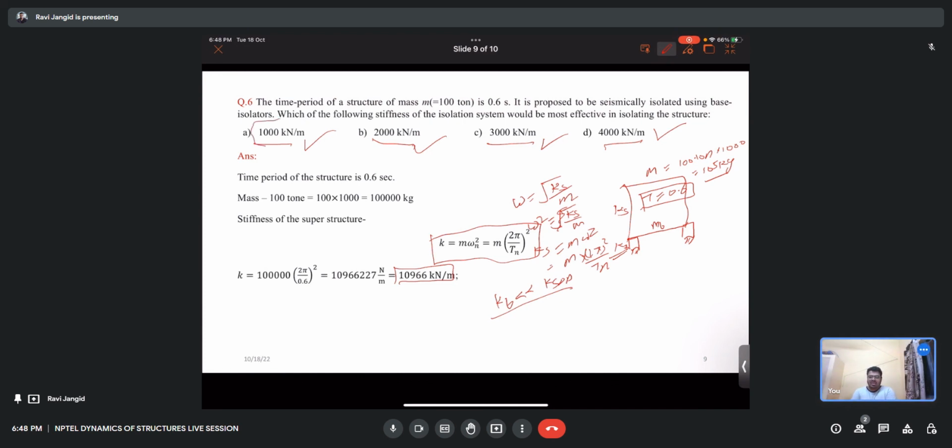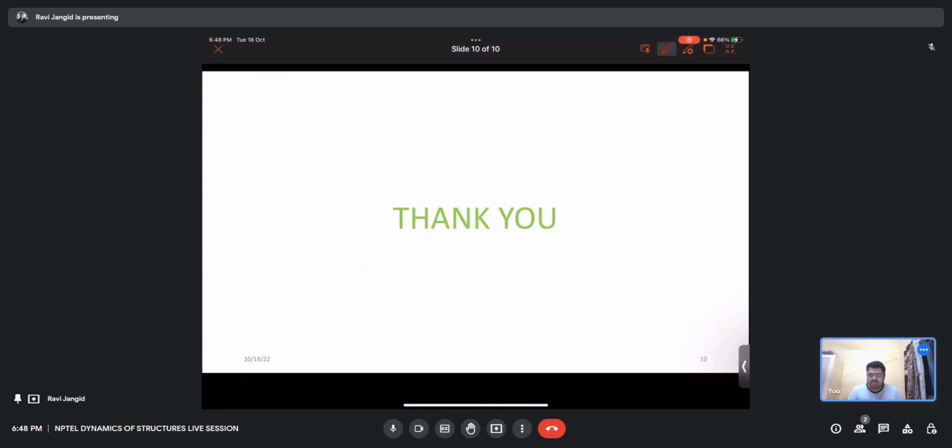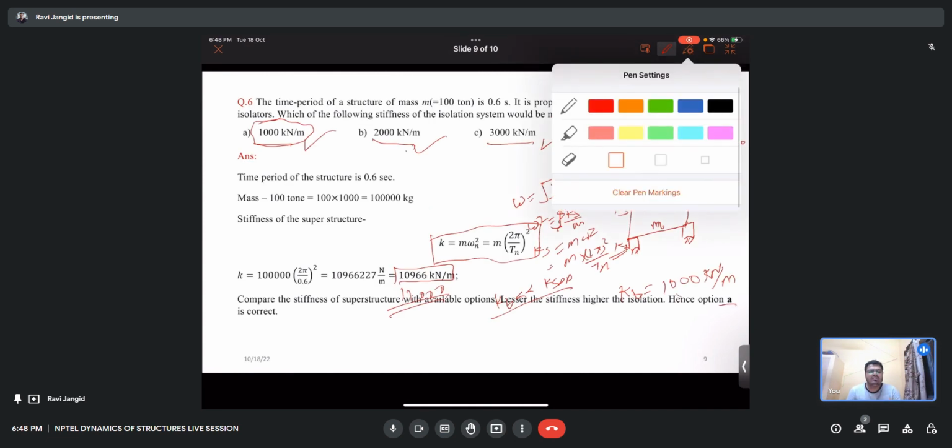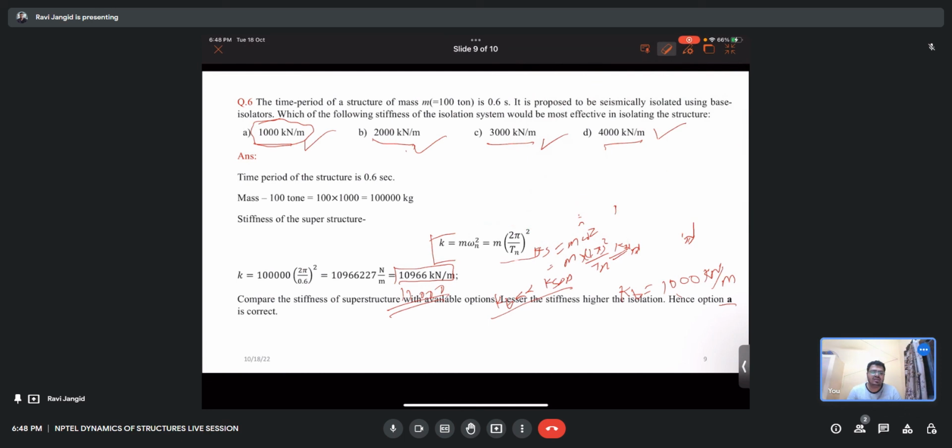So in option A, if we use the stiffness of KB as 1000 kilonewton per meter, compared to this 11,000 or so, our isolator is most effective. The others will also be effective, but as the stiffness reduces, isolation will give the most effective results. So in this question, option A is correct.